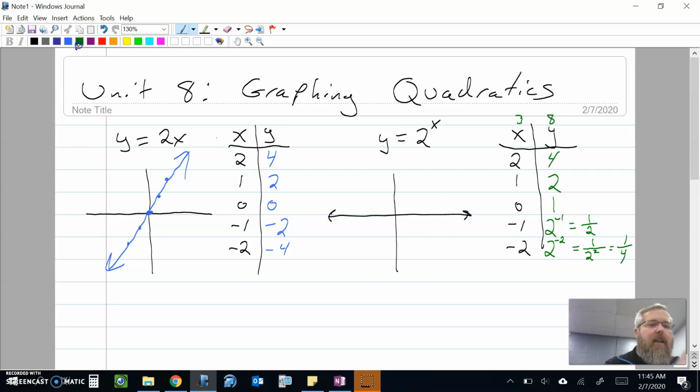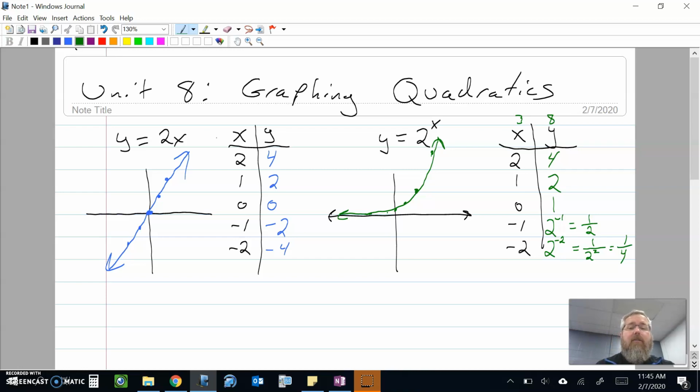It's a little better. Anyways, so you've got the point 2, 4. Got the point 1, 2. Then we got the point 0, 1. That would be right there. Then we got -1, 1/2. And then we got -2, 1/4. What about 3? 3 would be all the way up here at 8. So this has that curve. Remember, it was an exponential growth curve, and it also goes down like that. So it was an exponential function.